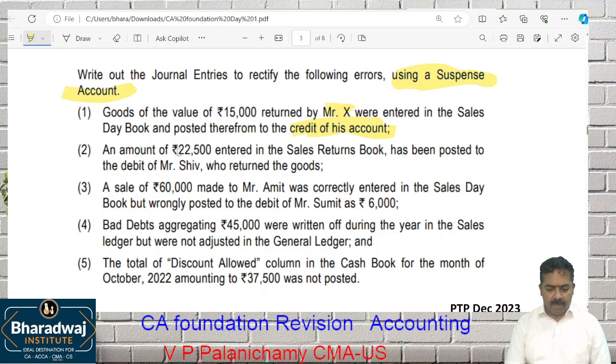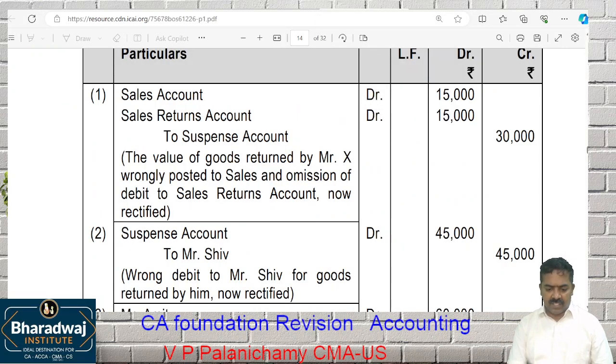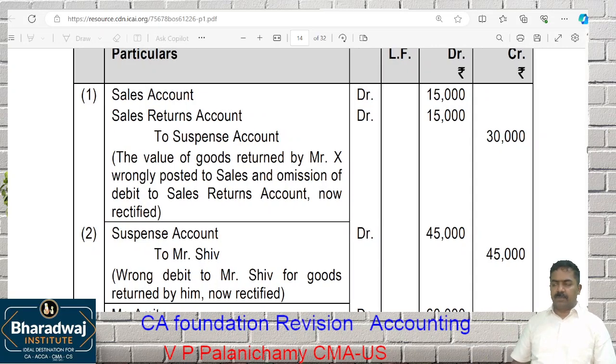Next part. 22,500 entered in which one? Sales returns account has been posted to debit of Shiv. When the customer is returning the goods, we should credit the customer. But wrongly we debited the customer. So how to rectify the error? Suspense account debit to Shiv account. Take up these two, then we'll proceed.